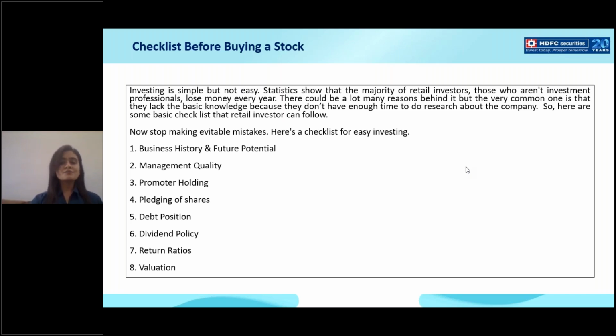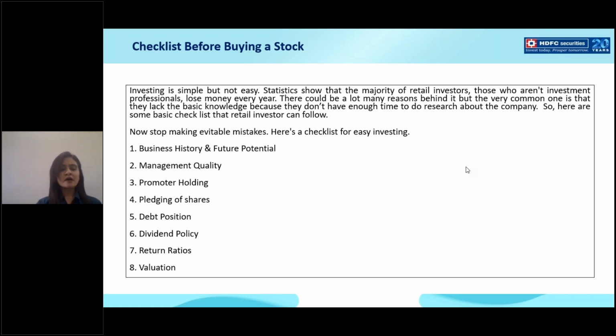The first is business history and future potential. Understand the business of the company well. Understand how the business performs during bad times, and what the future potential looks like given the current economic situation. Then, management quality. There should not be a single piece of information questioning the integrity of the promoter, director, or management, because even a good company can become bad if badly managed. This is a very important point.